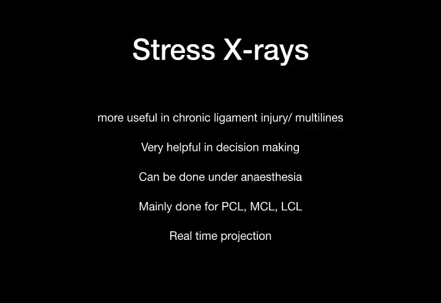So I would like to include in brief the stress X-rays, because they are very useful in chronic ligament injuries and very useful for decision making. They can be done in the acute setting under anesthesia. They are mainly done for decision making in case of PCL injury, MCL injury and LCL injury, and stress X-rays are a real-time projection of the condition of the knee joint.